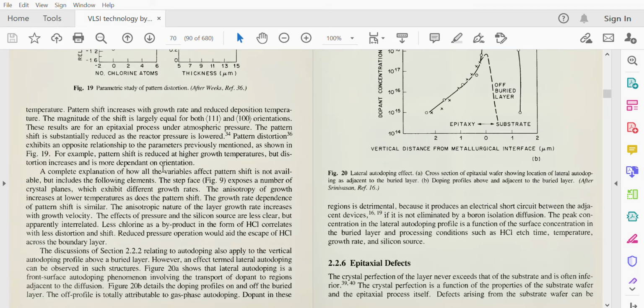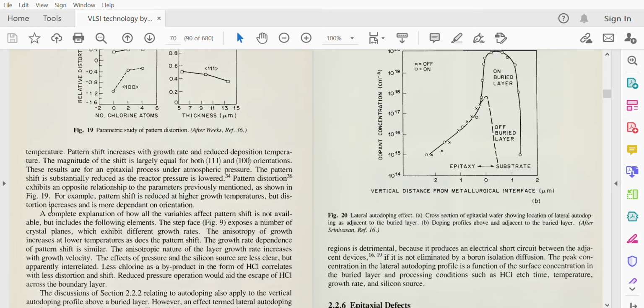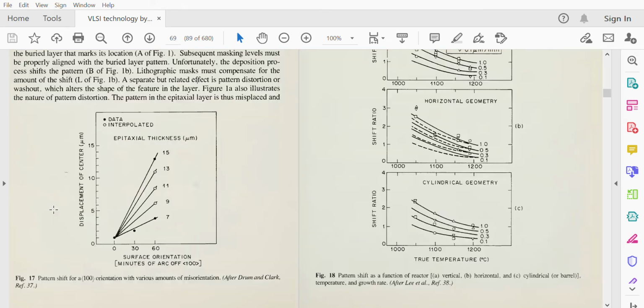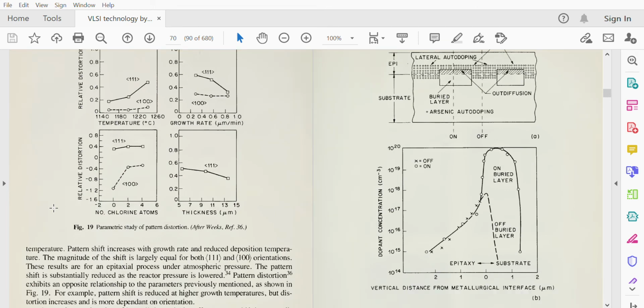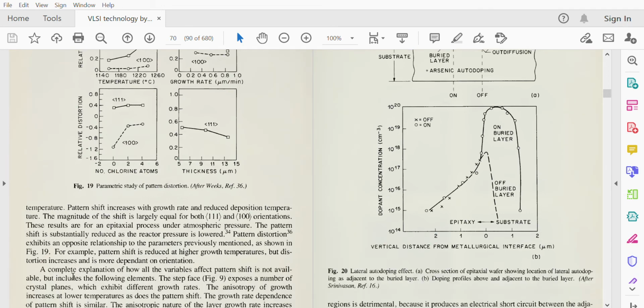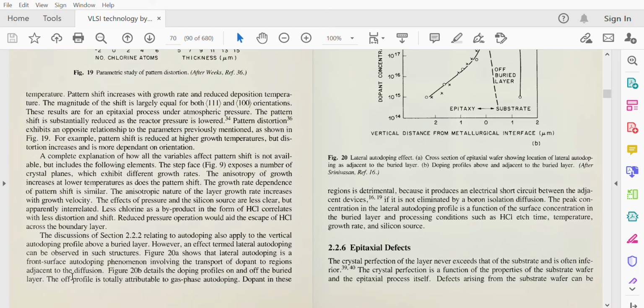A complete explanation of how all the variables affect pattern shift is not available, but includes the following elements. The step phase exposes a number of crystal planes which exhibit different growth rates. So all in all, we can say that the process of creating the buried layer causes the defect in the design of the IC, and that defect is actually because of the pattern shift, because of the displacement of the original pattern that was developed for growing the diffusion layer over the IC.